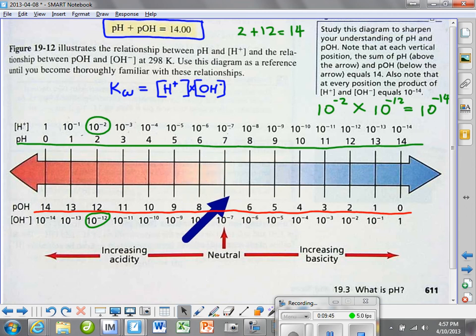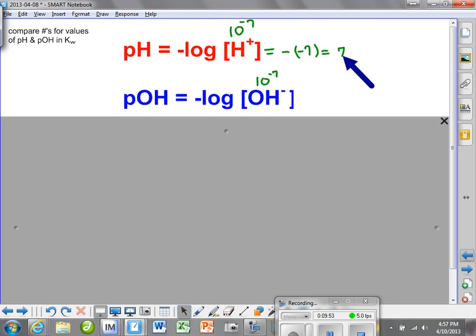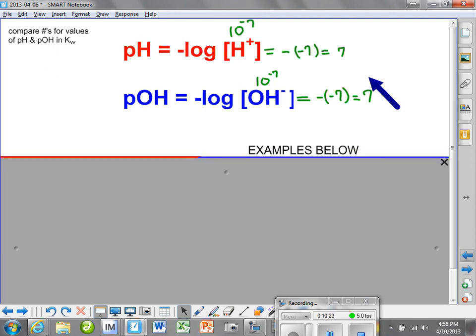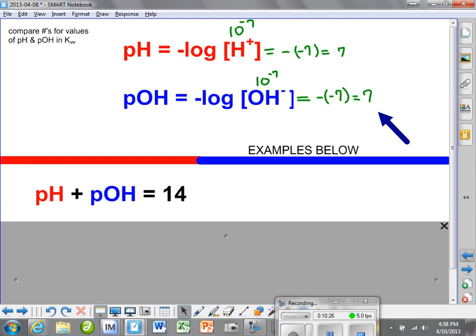So let's look up here. I'm sorry, we're going to stick with that one example first. Let's go back. And so let's make this guy what he's actually equal. We are going to take the minus log of 10 to the minus 7, which again is going to be minus a minus 7, because minus 7 is the exponent, and that of course is equal to 7. And you see they are the same. And now we're going to do some examples below that take this just a little bit further.